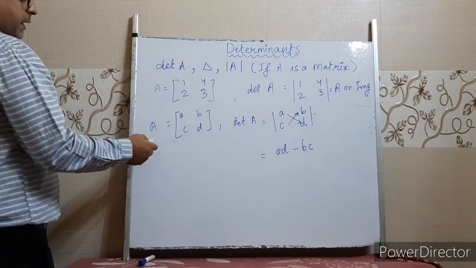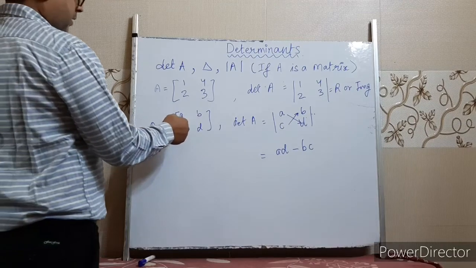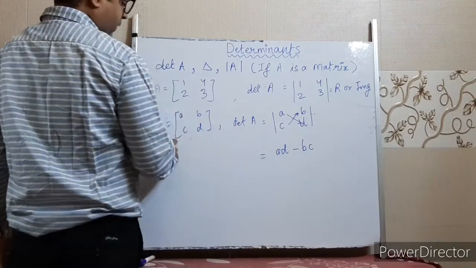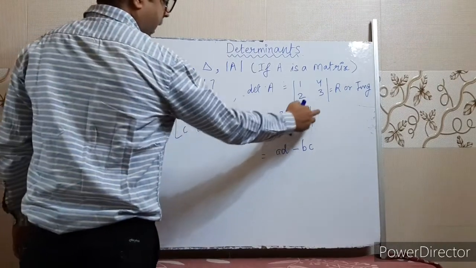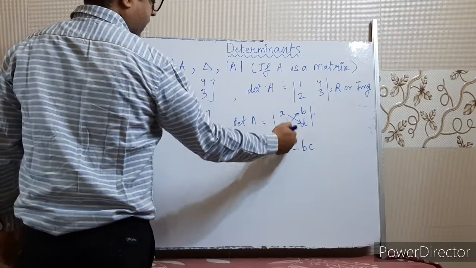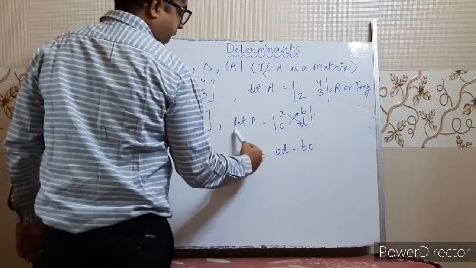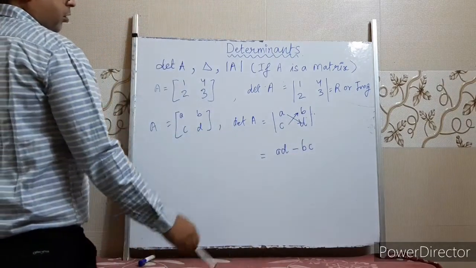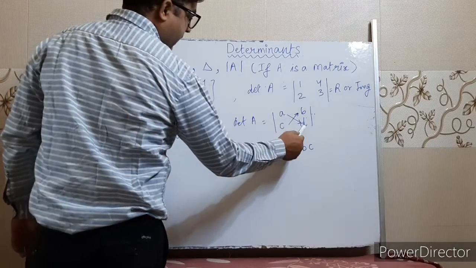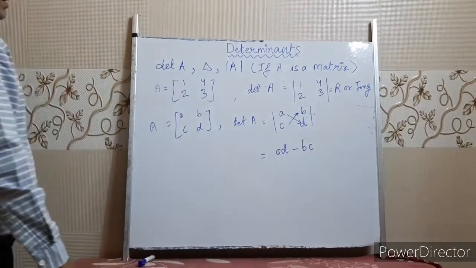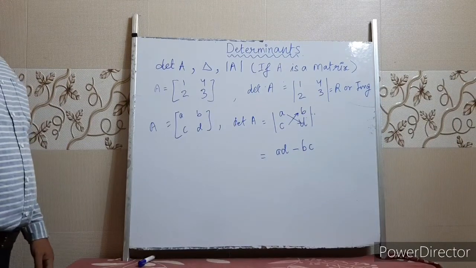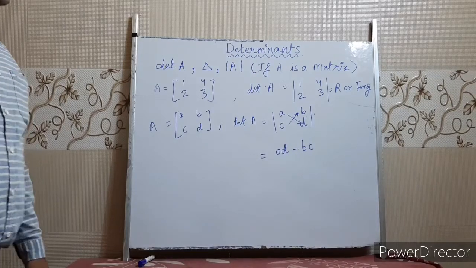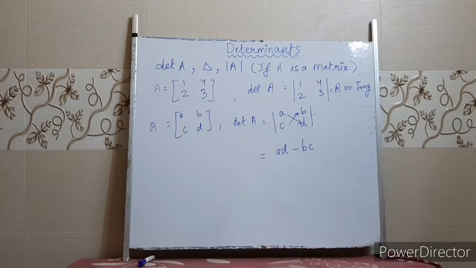Now take another example. Suppose matrix A is [a, b; c, d], right? So the determinant of A will be, we remove these brackets and write it like this: a, b, c, d. Now we can expand it. When we expand, the value of this determinant will be the product of these two numbers minus the product of these numbers. So determinant of A will be ad minus bc. Right, children? Determinant will always be square. Only a square matrix can be converted into a determinant. So determinant will always be square. Note down, please.